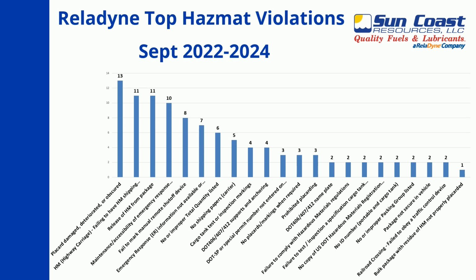11. DOTSP or special permit number not entered on shipping paper, 3 violations. 12. No placards or markings when required, 3 violations. 13. Prohibited placarding, 3 violations. This summary highlights the key violations, making it easier to understand the areas of concern within our organization.